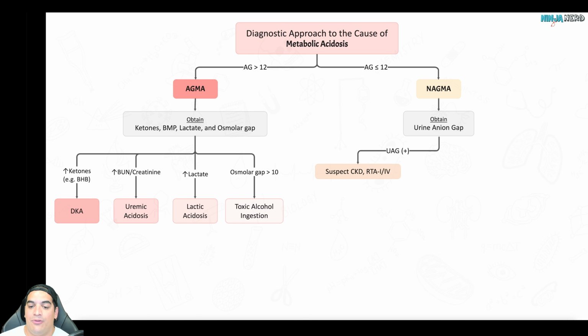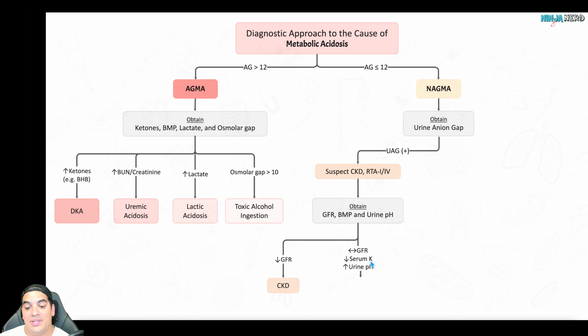From here, how do I differentiate these three? Check a GFR, check potentially a potassium from the BMP, and check a urine pH. For example, if I do that and the GFR is really low, it's probably CKD. If the GFR is normal, their serum potassium is low and their urine pH is high, this is probably RTA1. And if their GFR is normal, their serum potassium is high and their urine pH is low, that's probably an RTA4.